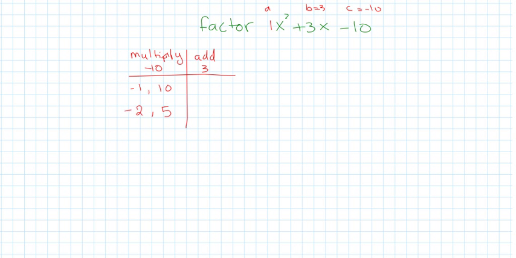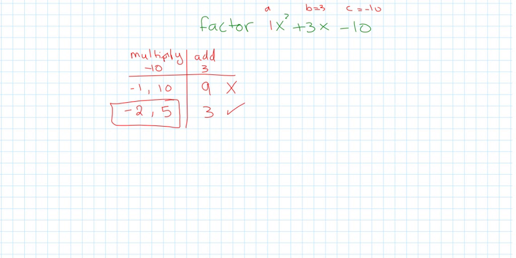Do I have any other option that multiplies to negative 10? No. So negative 1 plus 10, what does that give you? 9. Is that what I'm looking for? I'm looking for something that adds to 3. Negative 2 plus 5 is 3. That's my answer. So my factors are going to be negative 2 and 5.